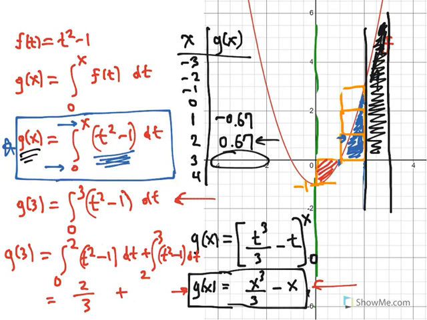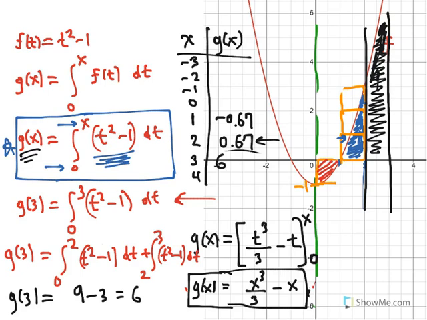Now that you get the idea of how to do this, we'll just go ahead and rely on what we have here to find what g of 3 is. So g of 3 is going to be equal to 3 cubed is 27, 27 divided by 3 is 9, and 9 minus 3 is 6. So g of 3 is 6.